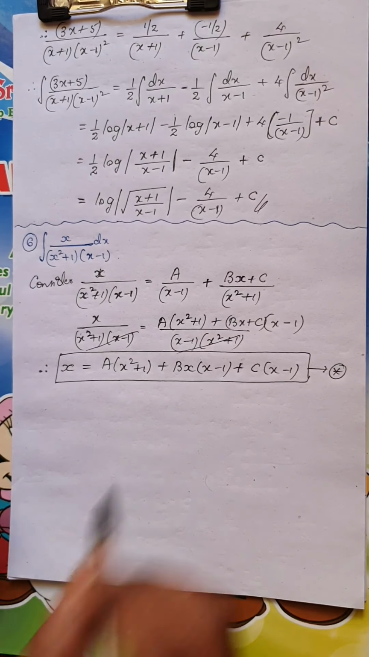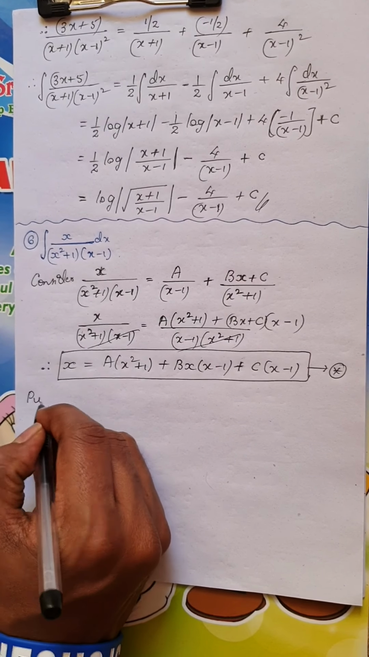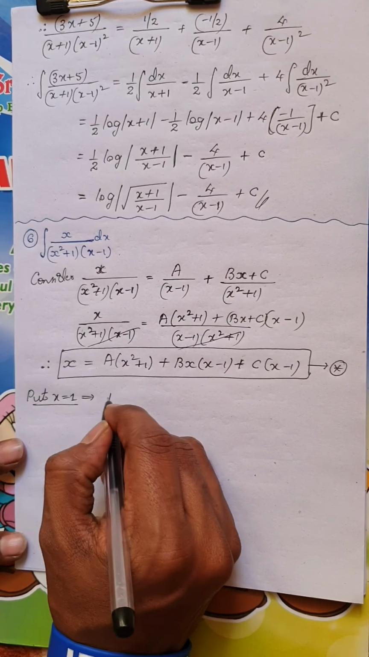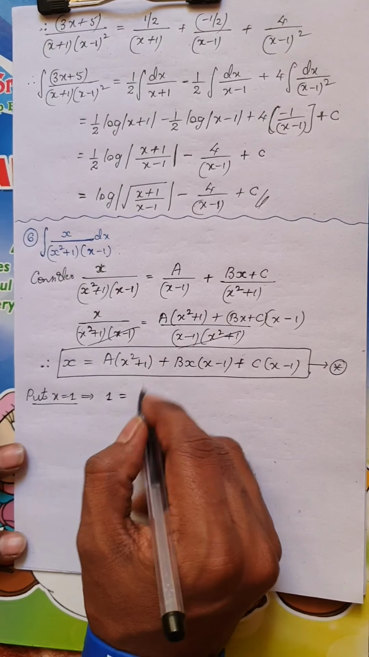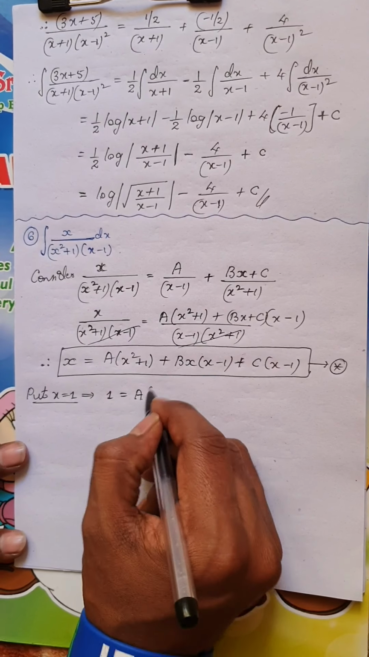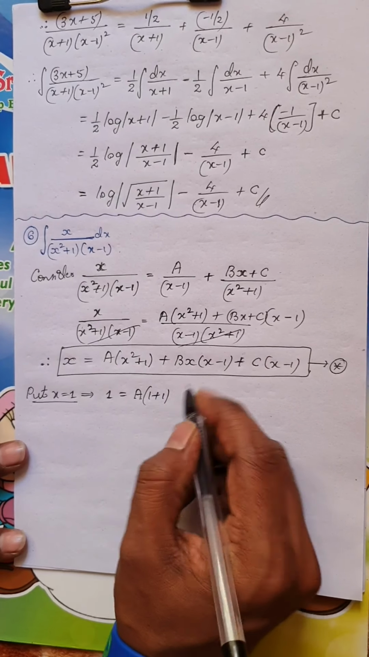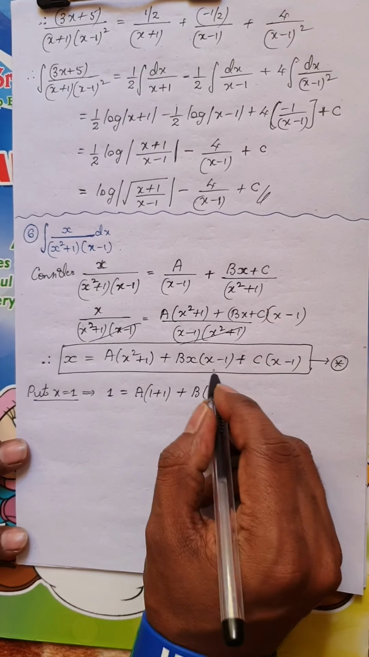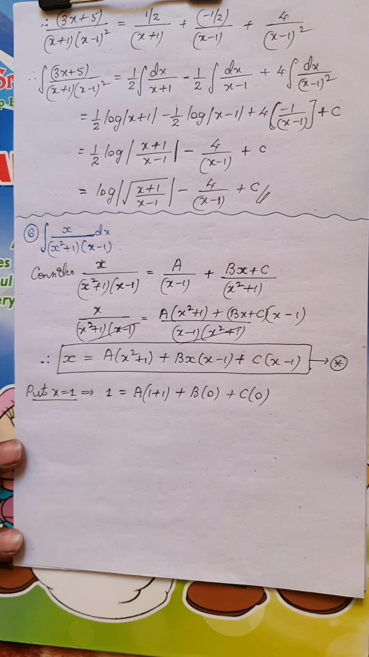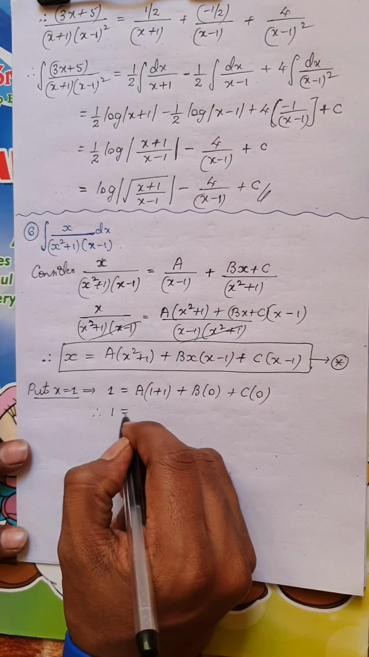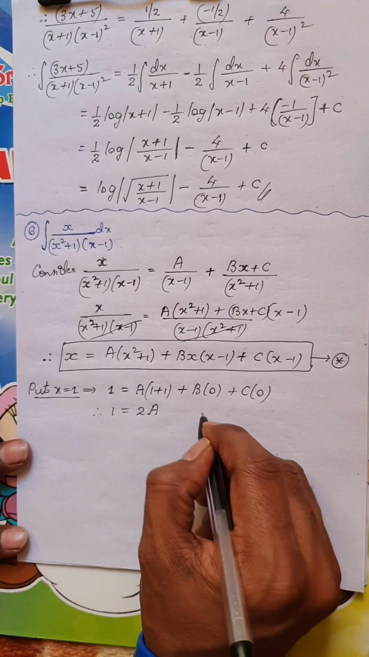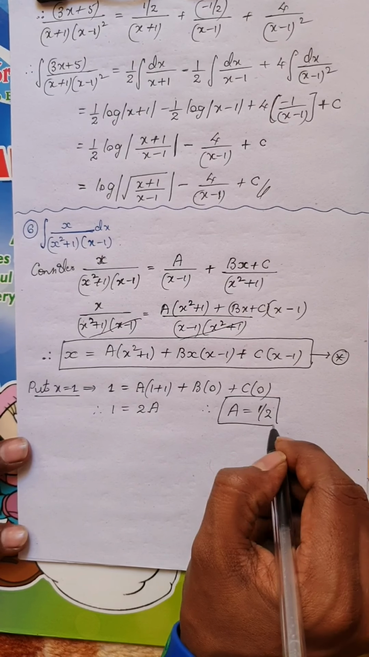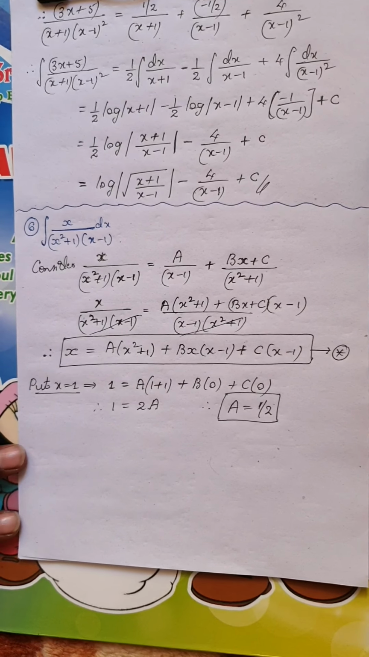Now, the regular process: first I will put x is equal to 1. The left hand side is 1, which is equal to a into (1 square plus 1), plus b into 1 into 0, plus c into 0. Therefore, 1 is nothing but 2a, so a would be 1 divided by 2. You got a constant 1 by 2.